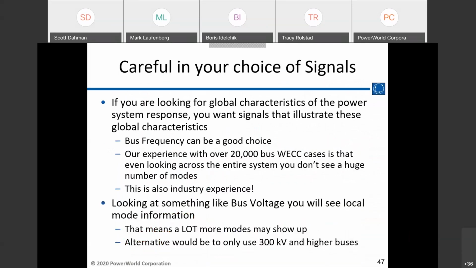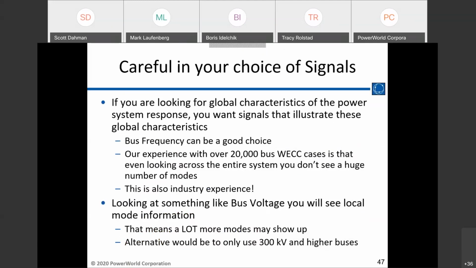So it kind of depends what you want to do. If you're looking at a big WEC response and I want to know what is the global characteristic of how the system is oscillating, then you should pick a signal that will give you that characteristic.